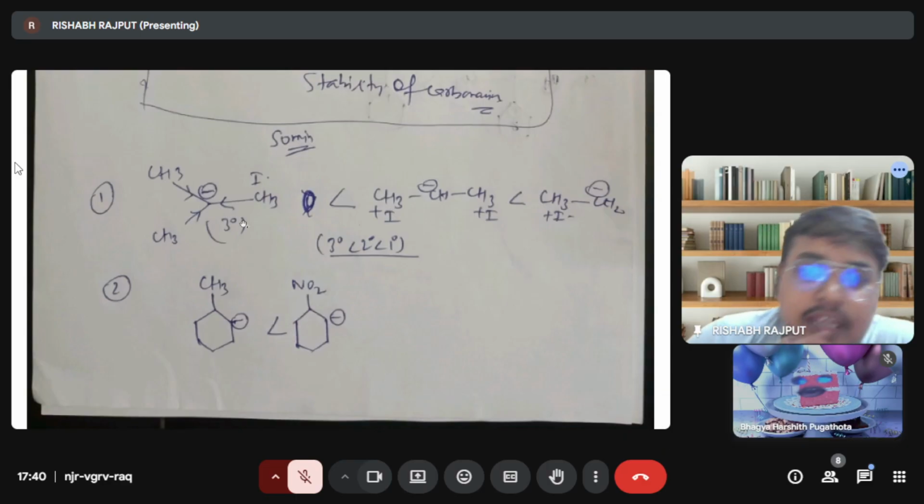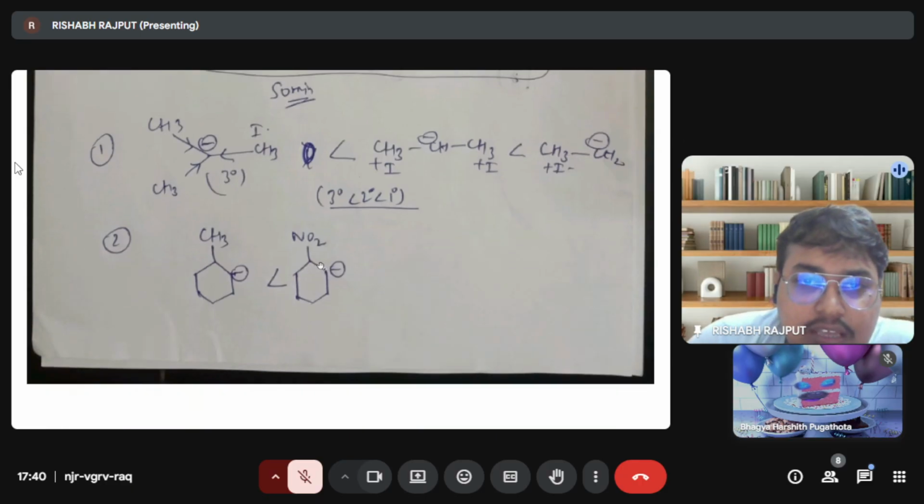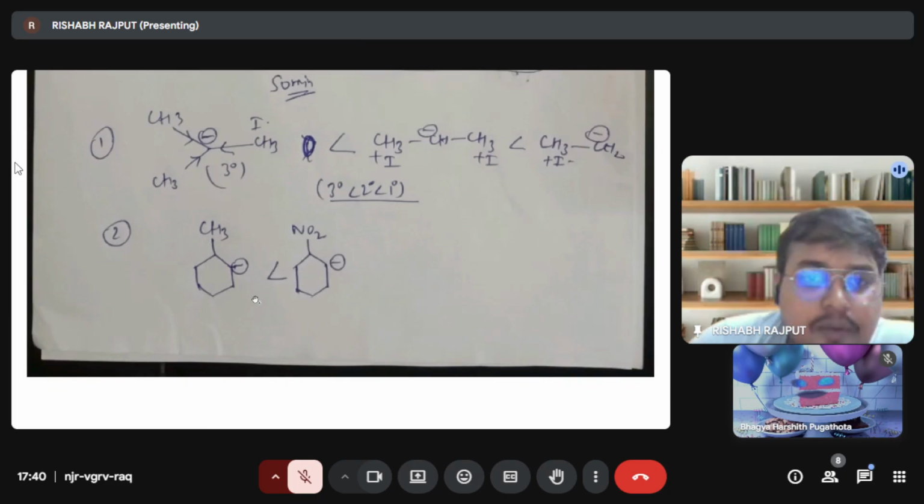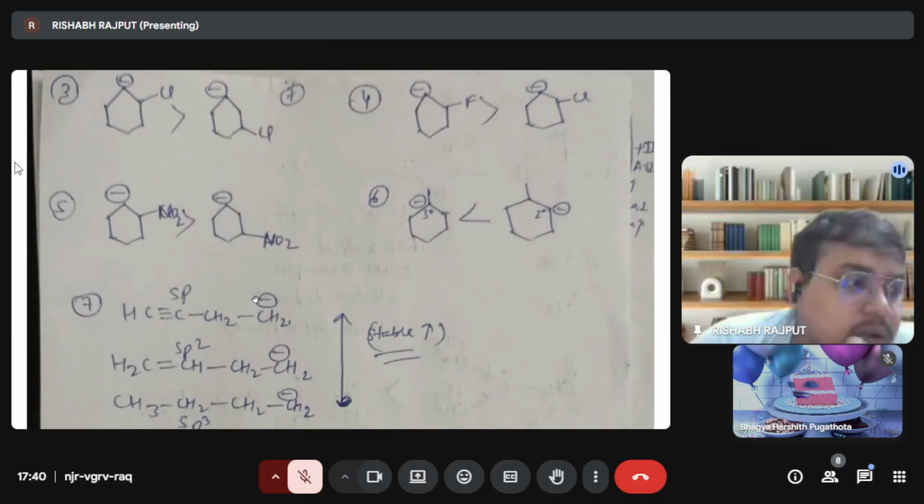And if you see here also, this cyclohexane negative carbon is connected with an NO2 group. This is the minus I effect. I already told you the minus I effect is good for carbon anion. That is why its stability is good. Okay. Now this is the next question.